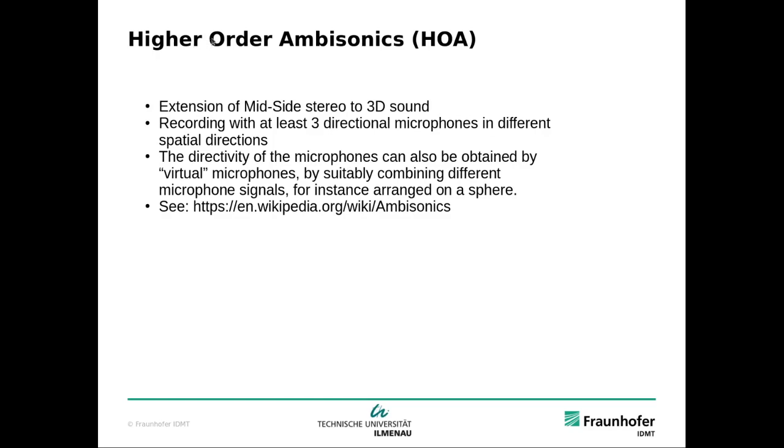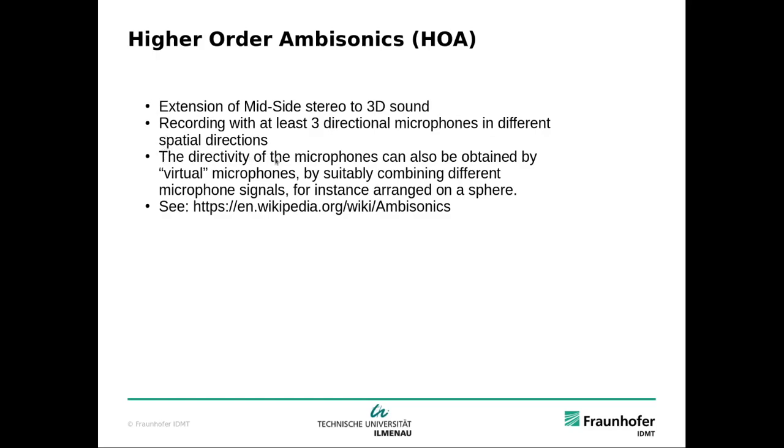Yeah, so what's interesting, what is higher order ambisonics? It's basically an extension of mid-side stereo to 3D sound. We have a recording with at least 3 directional microphones in different spatial directions. Remember, when we have stereo, ILD stereo, level differences, we have 2 directional microphones pointing into different directions. And then sound coming from different directions has different amplitude in the different microphones. Here we just extend it to a third one for the height, for instance. And we can also have more than just those 3 for improved directivity.